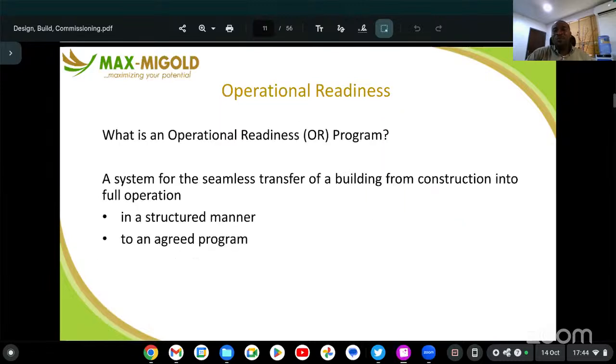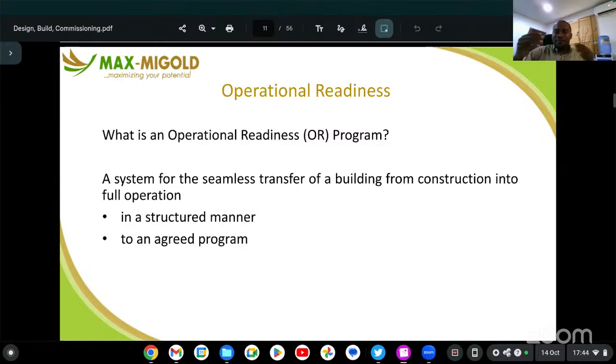So the operational readiness program is a system for the seamless transfer of a building from construction into full operations in a structured manner and to an agreed program. So we'll take that piece by piece. It's a program, yes. Why is it a program? Because there are stages and levels we need to attain, in an approved program, for it to be effective on our site. It's a system that seamlessly transfers a building from construction into full operations.